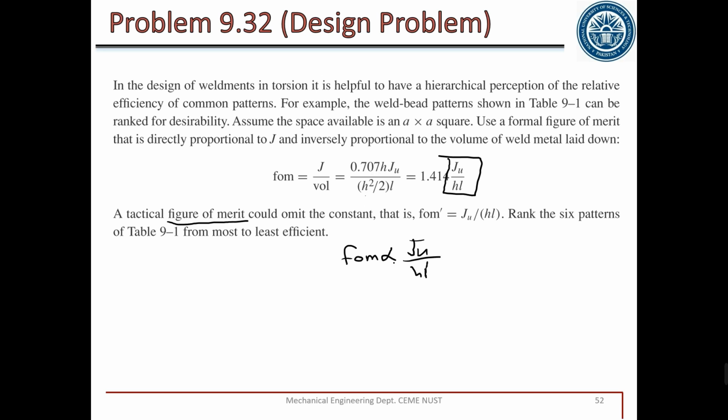This value will give us which of the secondary shear or torsion and tertiary shear welds is the best option. In this problem, they have just asked to rank the welds in torsion, the welds in table 9-1, according to their FOM, figure of merit.